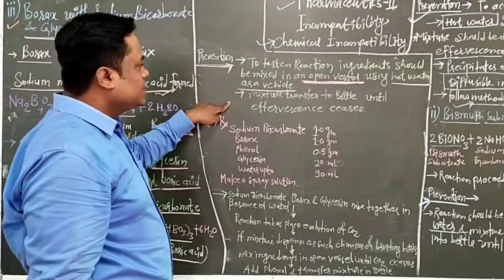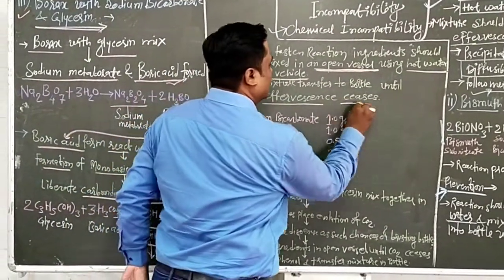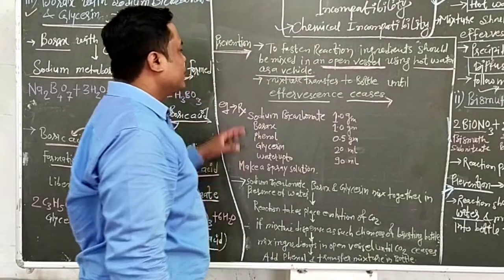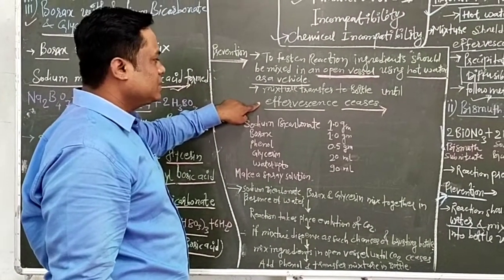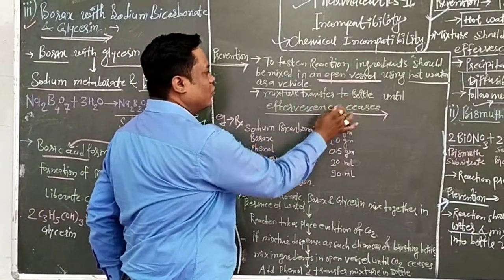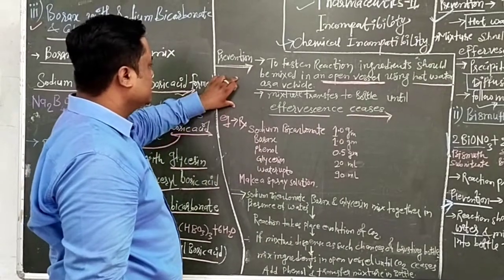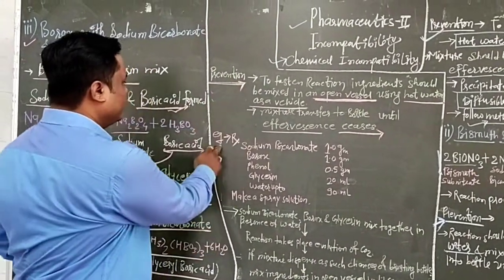Then this mixture is transferred to the bottle until effervescence ceases. ठीक है, और बॉटल में कब ट्रांसफर करना है? जब तक पूरे एफर्वेसेंस कंप्लीट नहीं हो जाते वहां से. Means when effervescence ceases, then this mixture is transferred to the bottle and dispensed to the patient. Then we take one example.